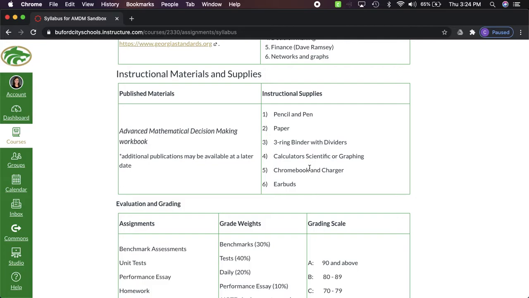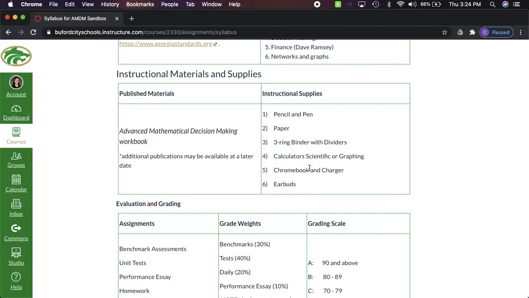Now, for materials, you should always have something to write with. You should have something to write on. In the past, I've always asked for students to bring 3-ring binders and dividers because I give a lot of handouts. However, this year everything's going to be on Canvas. So if you would rather just get a spiral notebook and keep everything in that, because there aren't going to be very many handouts, that's a way to keep all of your papers organized and in one spot. Whatever you'd like to do, 3-ring binder or spiral notebook is fine with me.